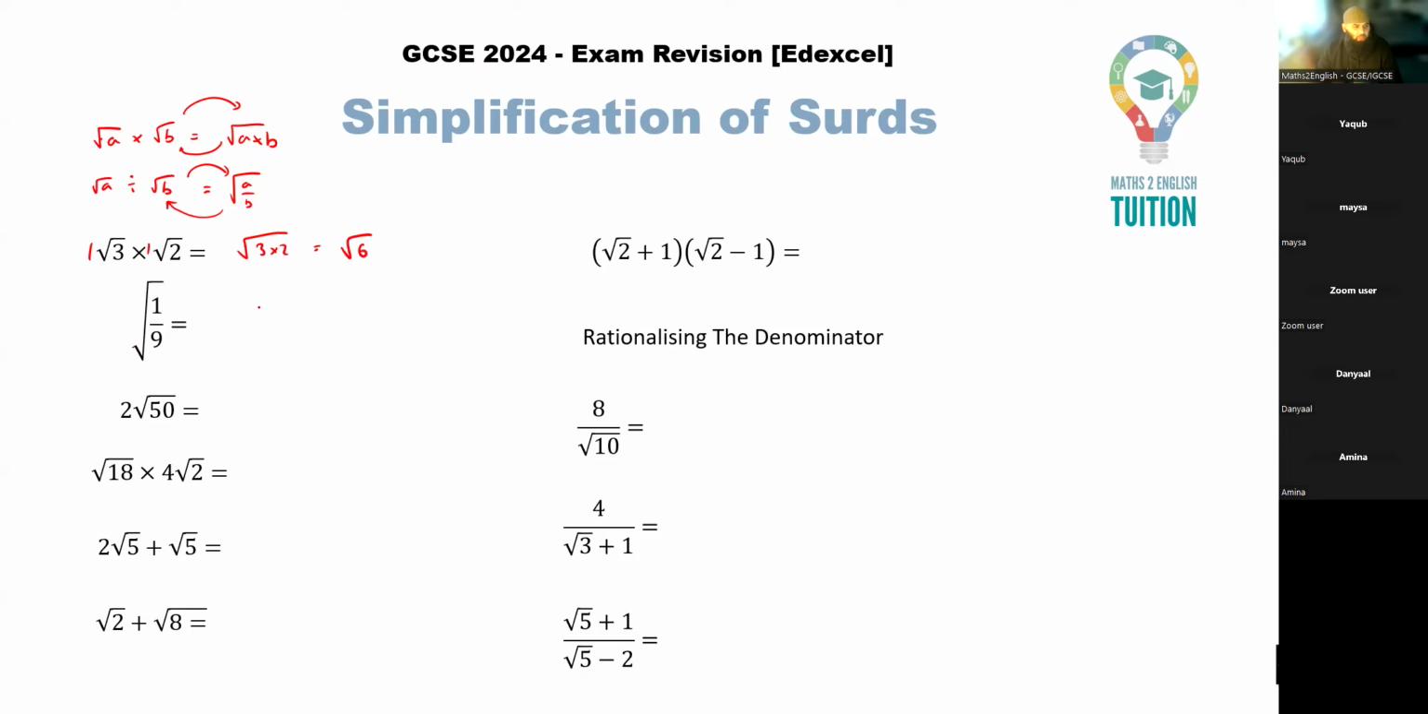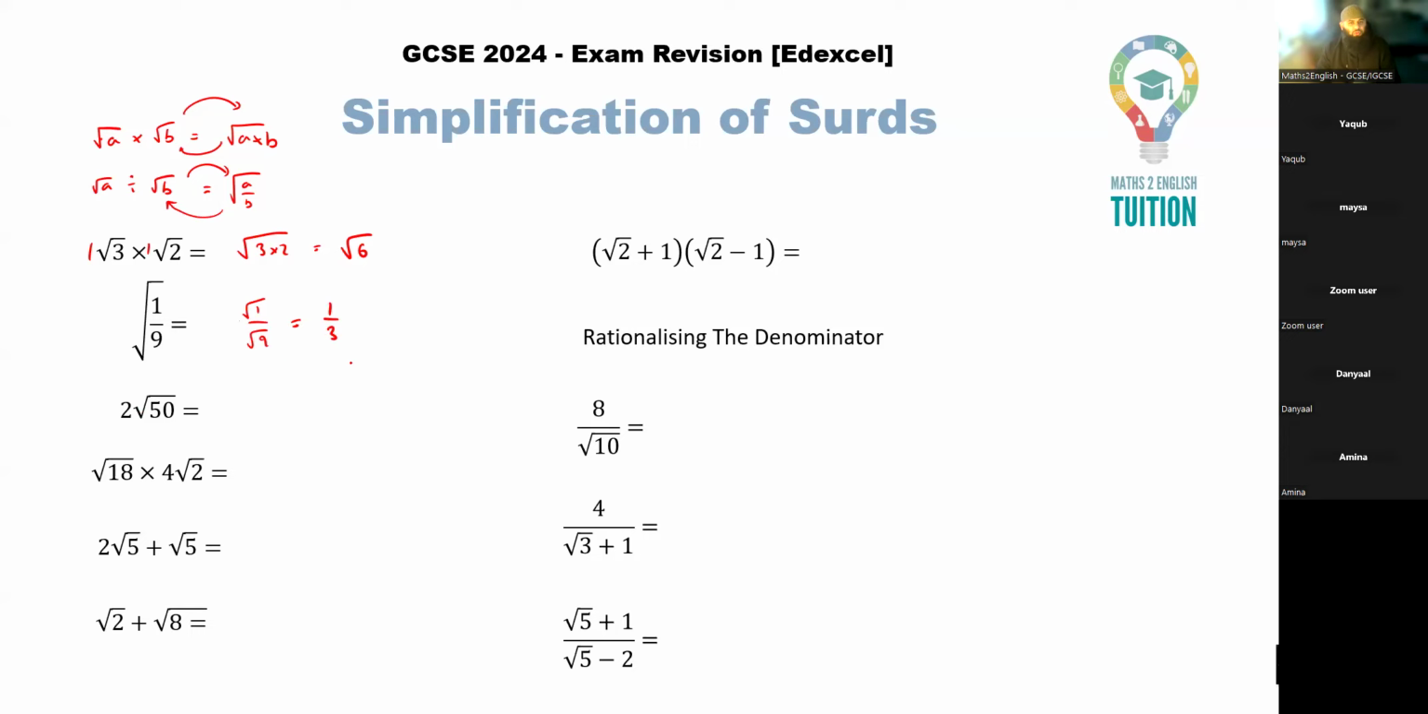The next one over here, same thing. Just like we can turn this into this, we can turn that into that. So this is equivalent to square root of 1 over square root of 9, and that gives us 1 over 3. Simple as that. Next question over here.